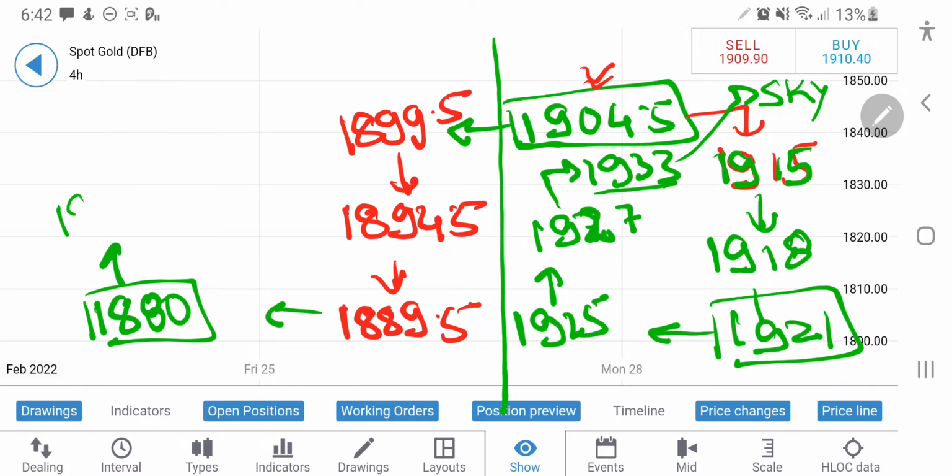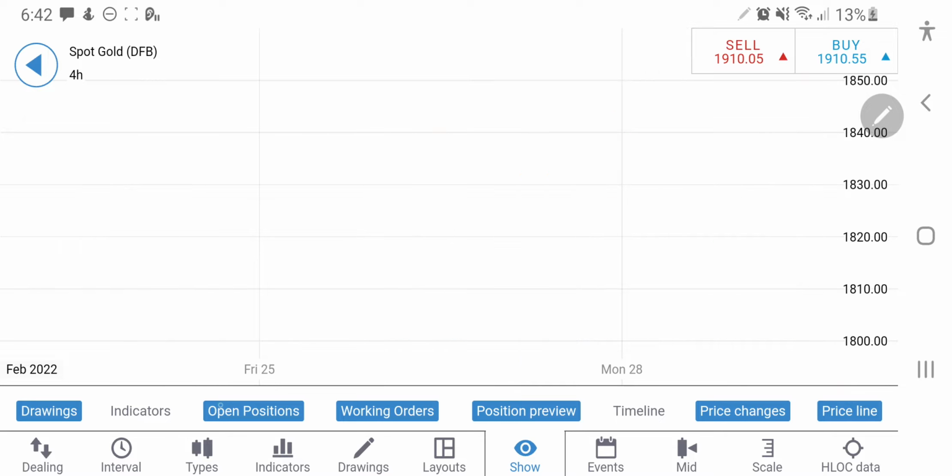Then 1875. Till here it has its stronger support, and I don't think it is going to breach. I expect it to at max trade in between this zone, that is 1920 to 1894.5. This is the trading level, or range for the day, in which it might try to trade. This is all for gold from my side.